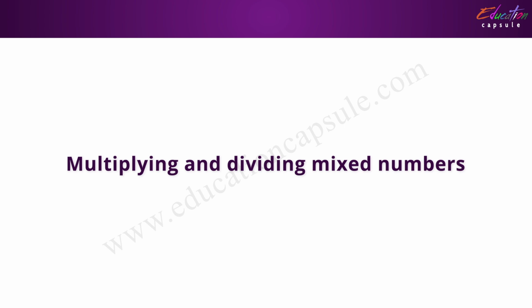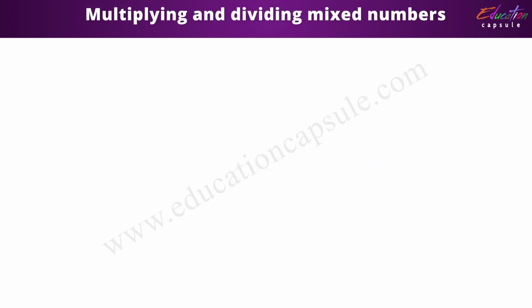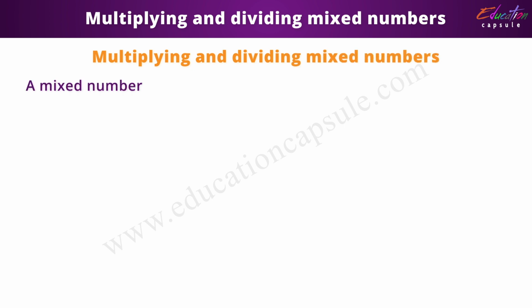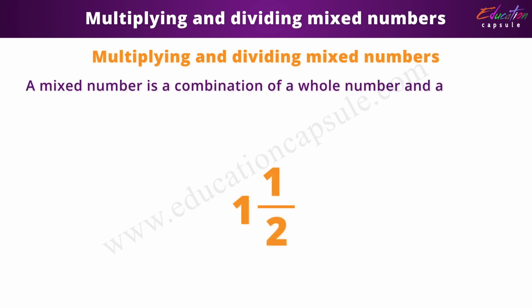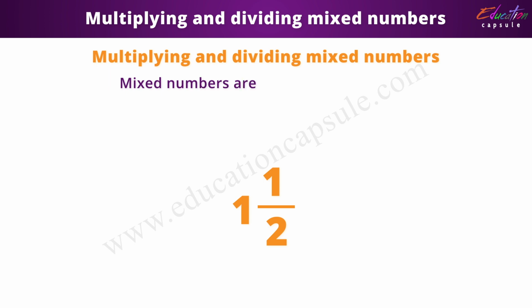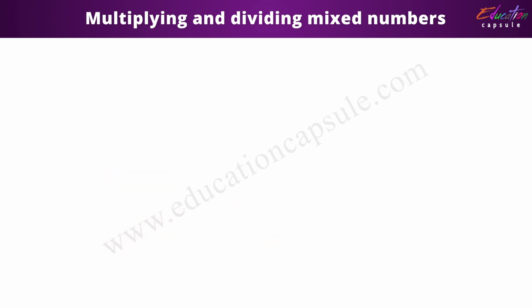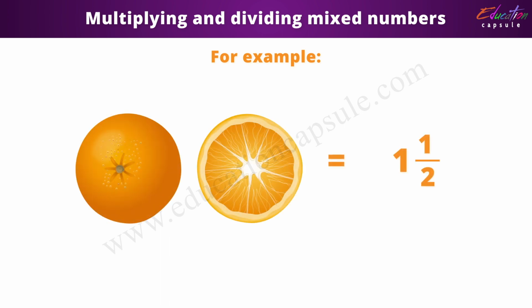Hi, today we are going to learn about multiplying and dividing mixed numbers. A mixed number is a combination of a whole number and a fraction. Mixed numbers are used to represent the wholes and fractions of something. For example, I have 1.5 oranges.